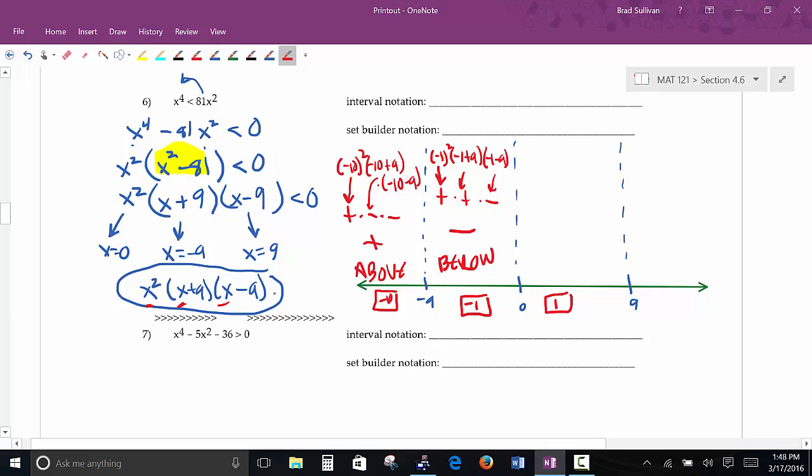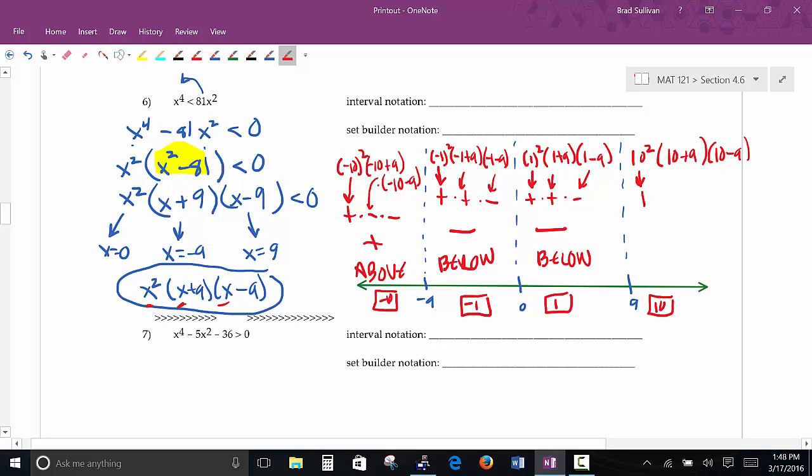Now let's go in here. Let's use 1. Plug it in. You're going to go 1 to the second times 1 plus 9 times 1 minus 9. 1 to the second is positive, 1 plus 9 is positive, 1 minus 9 is negative. So what's the result? So we're below. See, I told you the signs don't always alternate. They often do, but not always. And then let's use 10 out here. So we're going to do 10 to the second times 10 plus 9 times 10 minus 9. We have a positive times a positive times a positive. So that means we're above the x-axis.